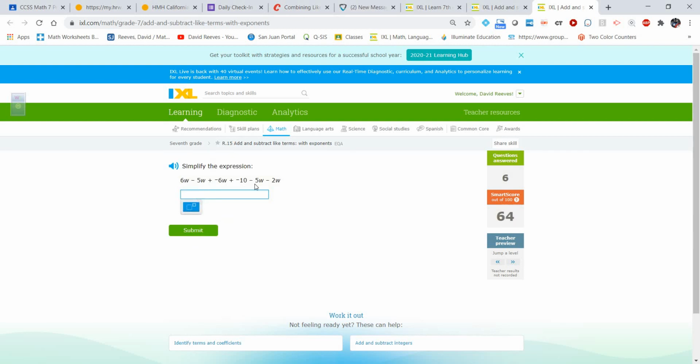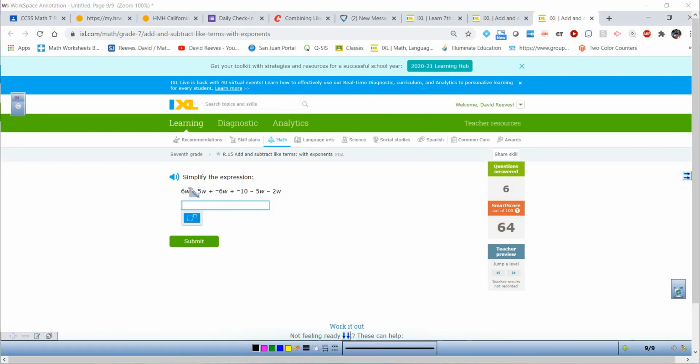And now here again, same idea. Now it does get kind of tricky with subtractions. Remember, adding a negative is the same as subtracting a positive. Okay, so if you look at this, what do we have? This one, we have a positive 6w, correct? And then what do we have? We have a minus 5w. We have a minus 6w. We have a minus 10 that is not a like term. We have a minus 5w, and we have a minus 2w. Okay, so you see that? This is the only w term that is actually not being subtracted.